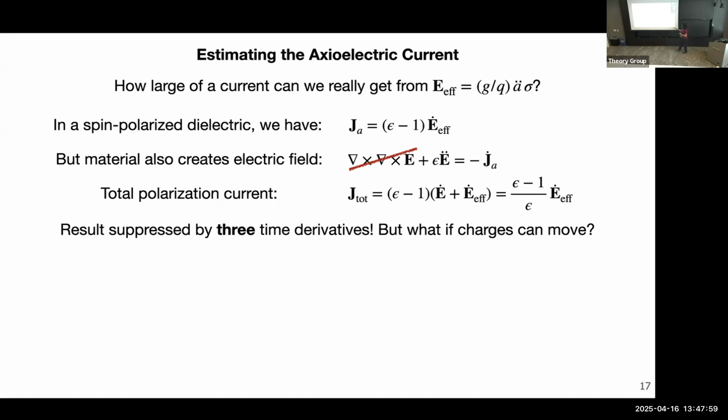So as I said before, this result is now suppressed by 3 time derivatives, so it's really, really small. And also, you no longer get enhancement if epsilon is big, because a bigger epsilon doesn't actually make this quantity any bigger. So this is very discouraging.